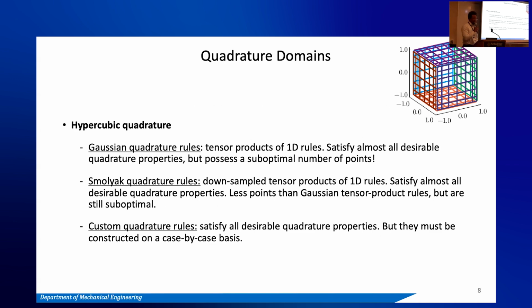There's also these Smolyak quadrature rules. That's definitely not how you say it, but that's how it's been said to me. You downsample your tensor products, and you still get the same order, but you have fewer points. These are still suboptimal, but in very high dimensions, these get used a lot. And then, of course, custom quadrature rules, where you just solve an optimization problem, and you satisfy all the desirable properties, but you have to construct them on a case-by-case basis, and that could take a lot of time. Okay.